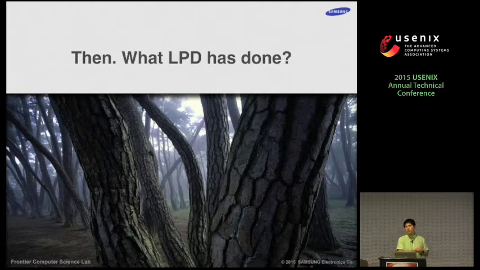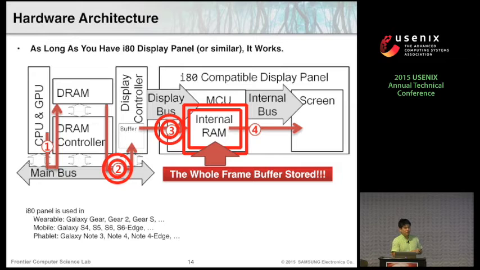I'm going to introduce what we have done to reduce the power in the displays. Firstly, looking at the hardware architecture of general mobile or wearable devices, things are like this. Processors will draw any images into the memory, which is depicted as number 1 here. Then this image will be transferred to the display controller, which is number 2 here. The display controller will control the buses and the panels, so it is transferred to the display panel via the display bus in number 3. Then the display panel will draw that image onto the screen.